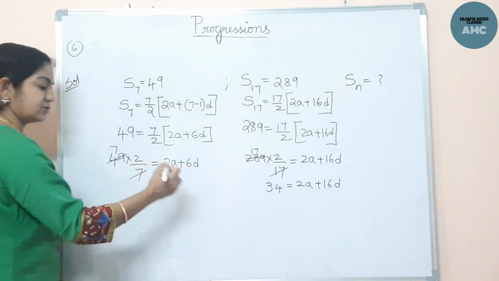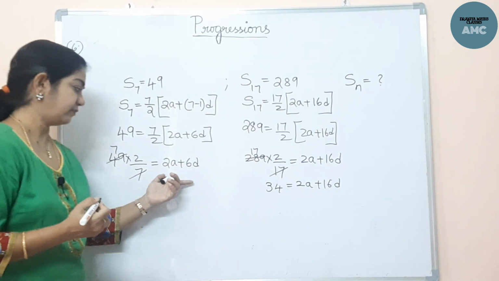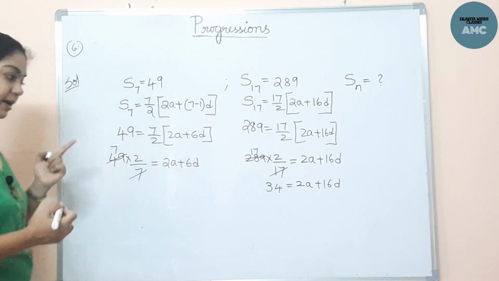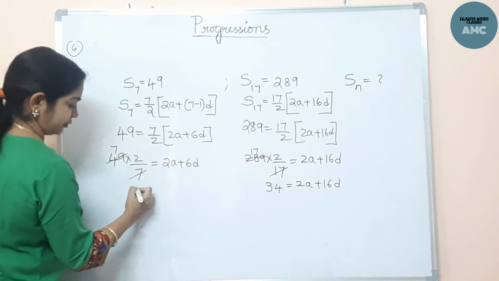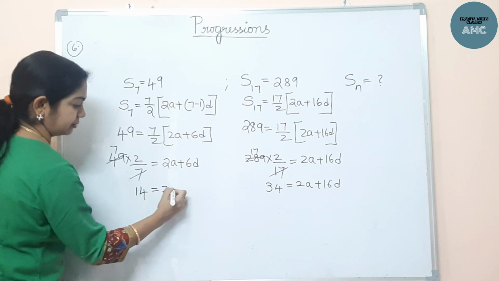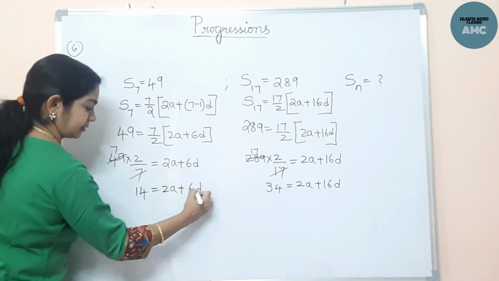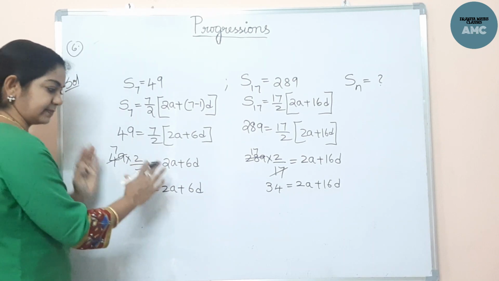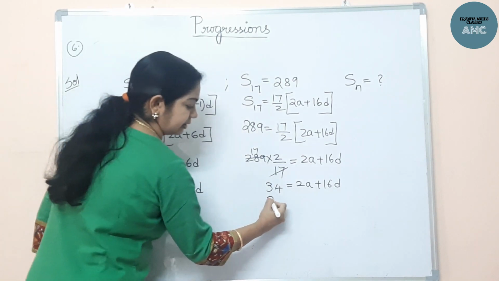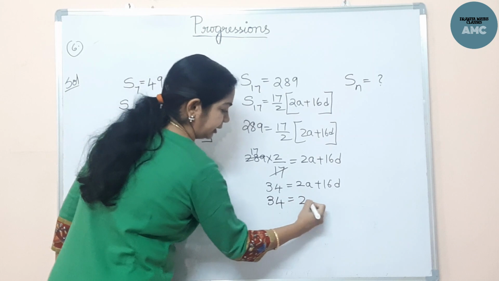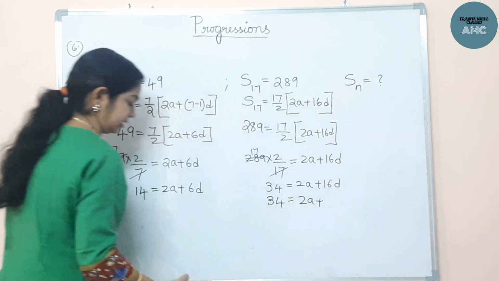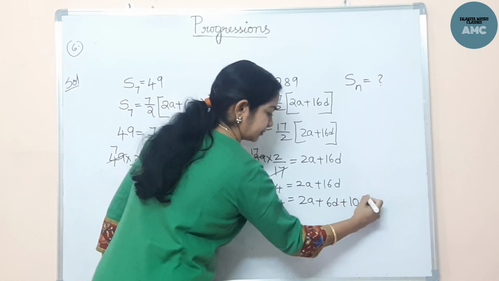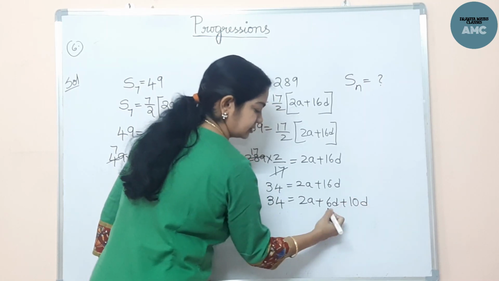If you solve this like what we have done in the polynomials, you can get it. But also we can do here, this is 14. 14 is equal to 2a plus 6d. Now I will do the method of substitution. See 34, if I write 2a, now 16d, how can I write 6d plus 10d? Can I resolve 16 into 6d plus 10d?